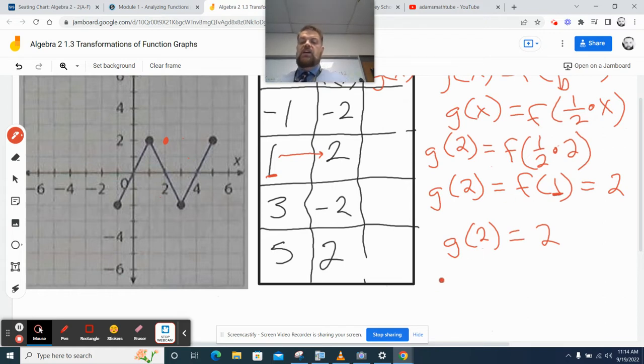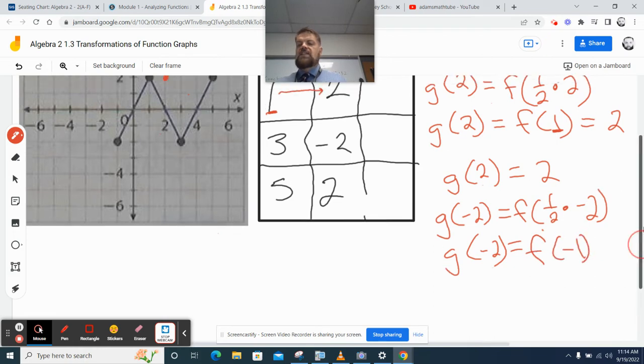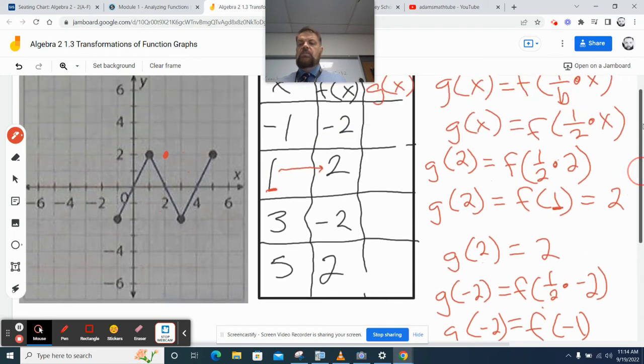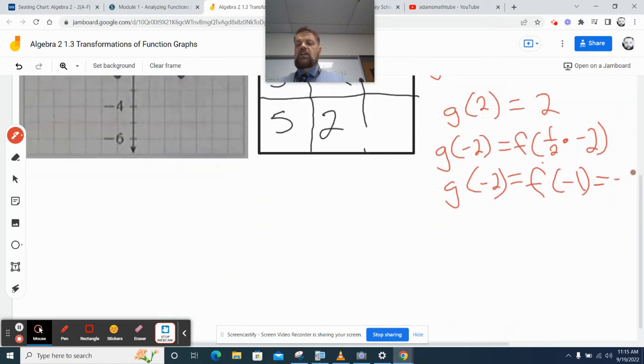Now I'm going to also very precisely choose g of negative 2. Well, that's going to be equal to f of 1/2 times negative 2, which is equal to, what's 1/2 of negative 2? Negative 1. Well, what is f evaluated at negative 1? Well, I got to scroll up a little bit. When I have x plugged into f of x, I get negative 2. So that's equal to negative 2. In other words, g of negative 2 is equal to negative 2.